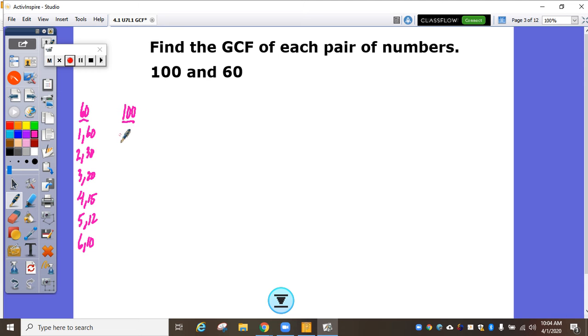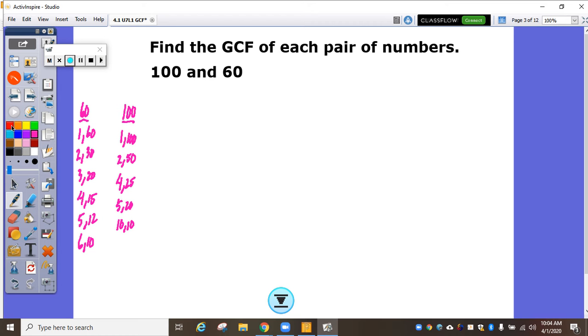So for 100, we're going to have 1 and 100, 2 and 50. 3 does not go into 100. 4 and 25, 5 and 20. 6 does not go in, 7 does not go in, 8 does not go in, 9 does not go in, 10 goes in. So 10 and 10. Now I have my factors of 100: 1, 2, 4, 5, 10, 20, 25, 50, and 100.